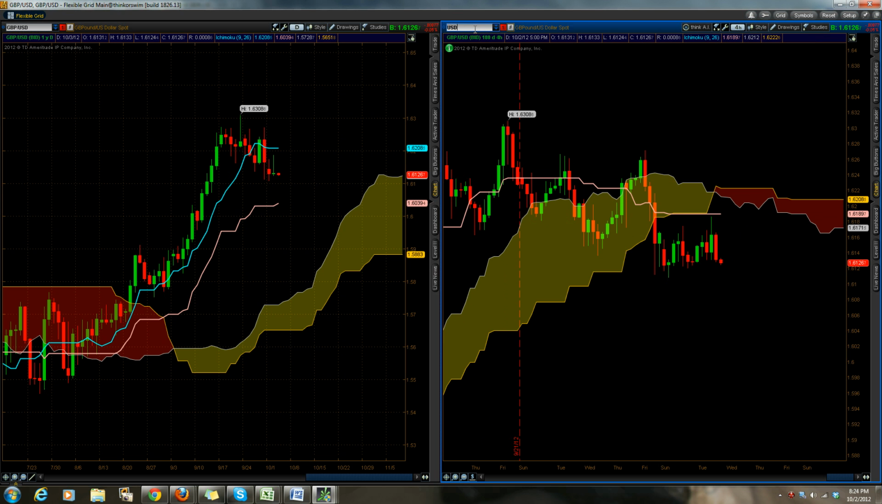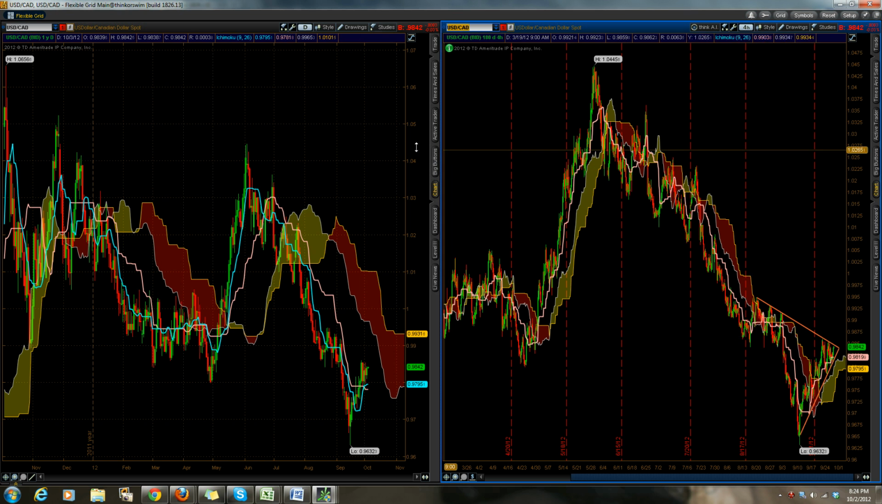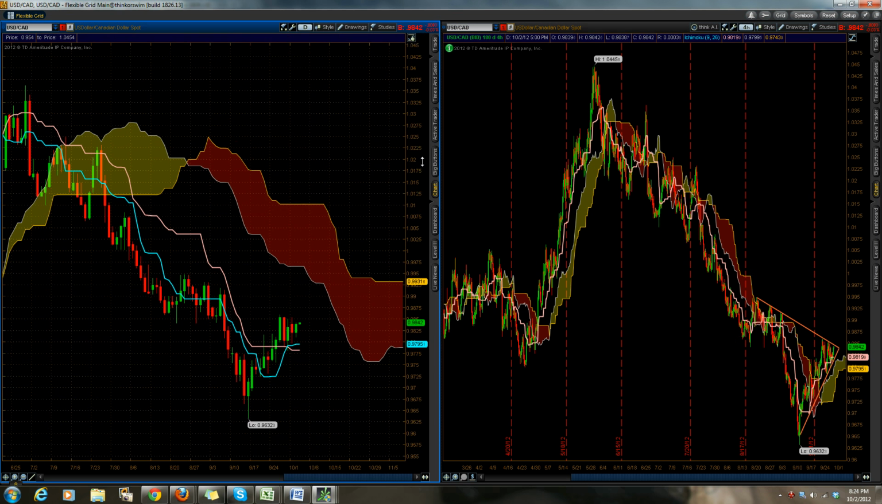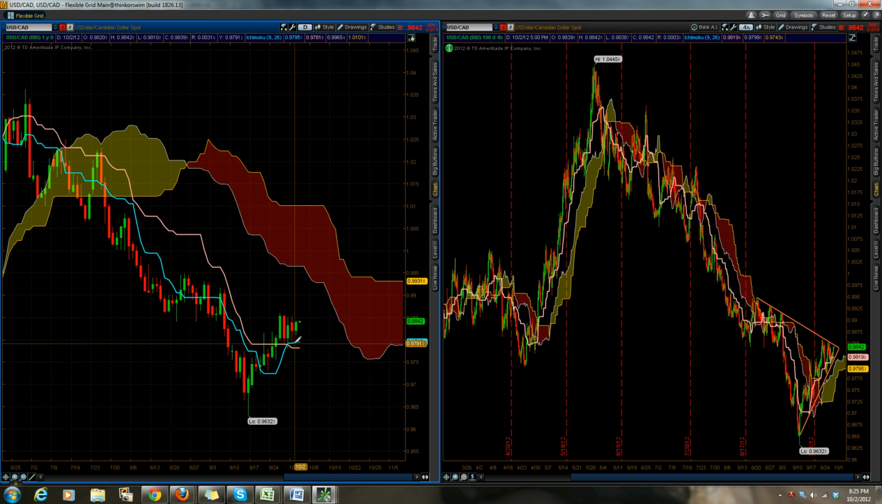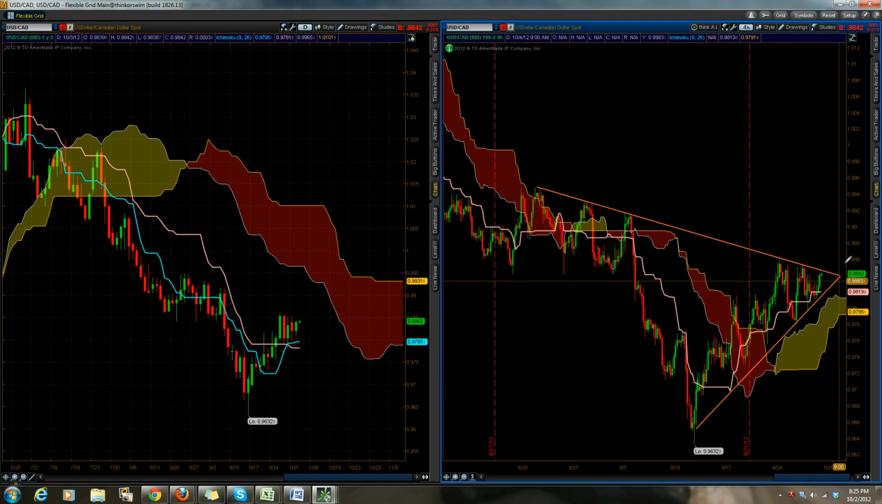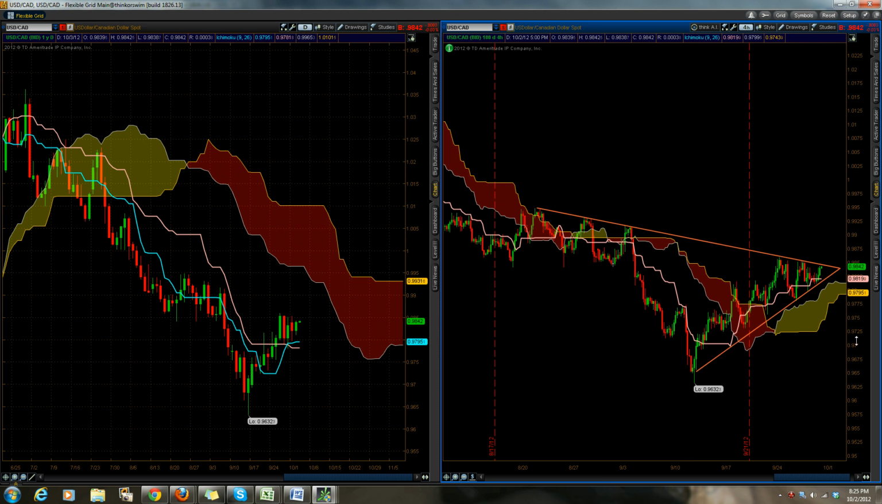Let's take dollar CAD. Dollar CAD on a daily chart, we have a bullish Tenkan-Kijun cross to the upside. However, the price has been finding support at 0.9795. On a 4-hour chart, what we have right here is this wedge.